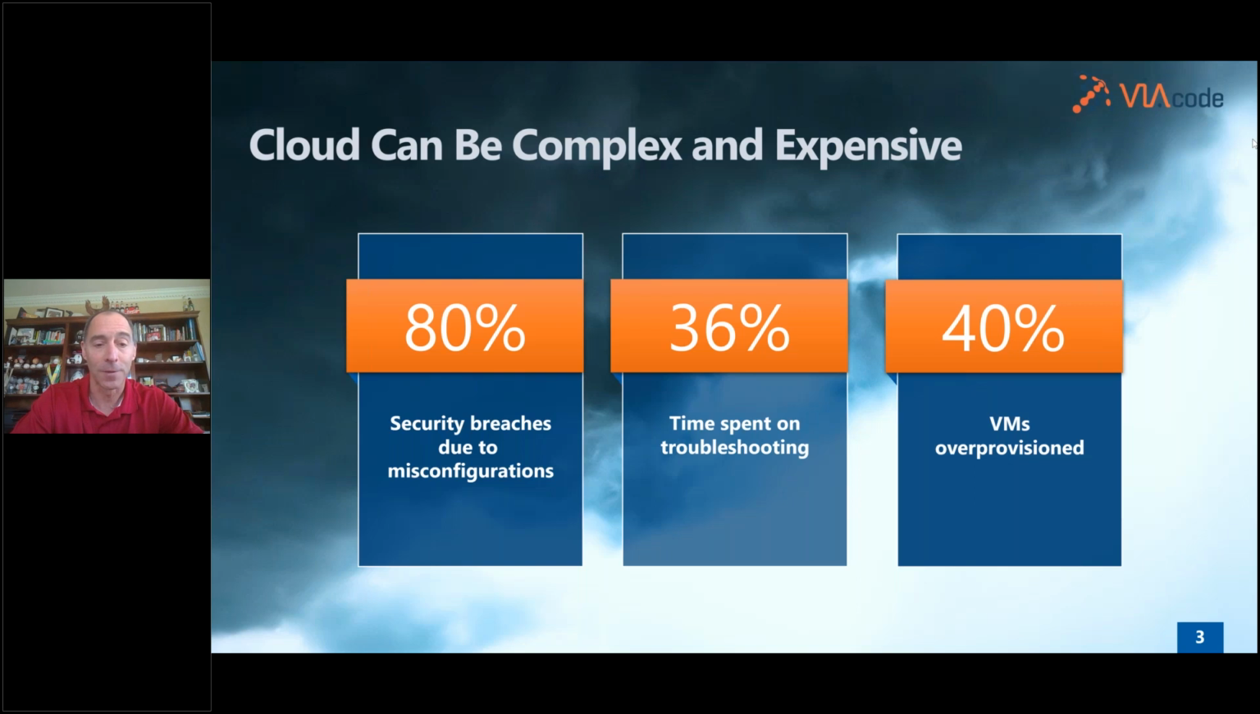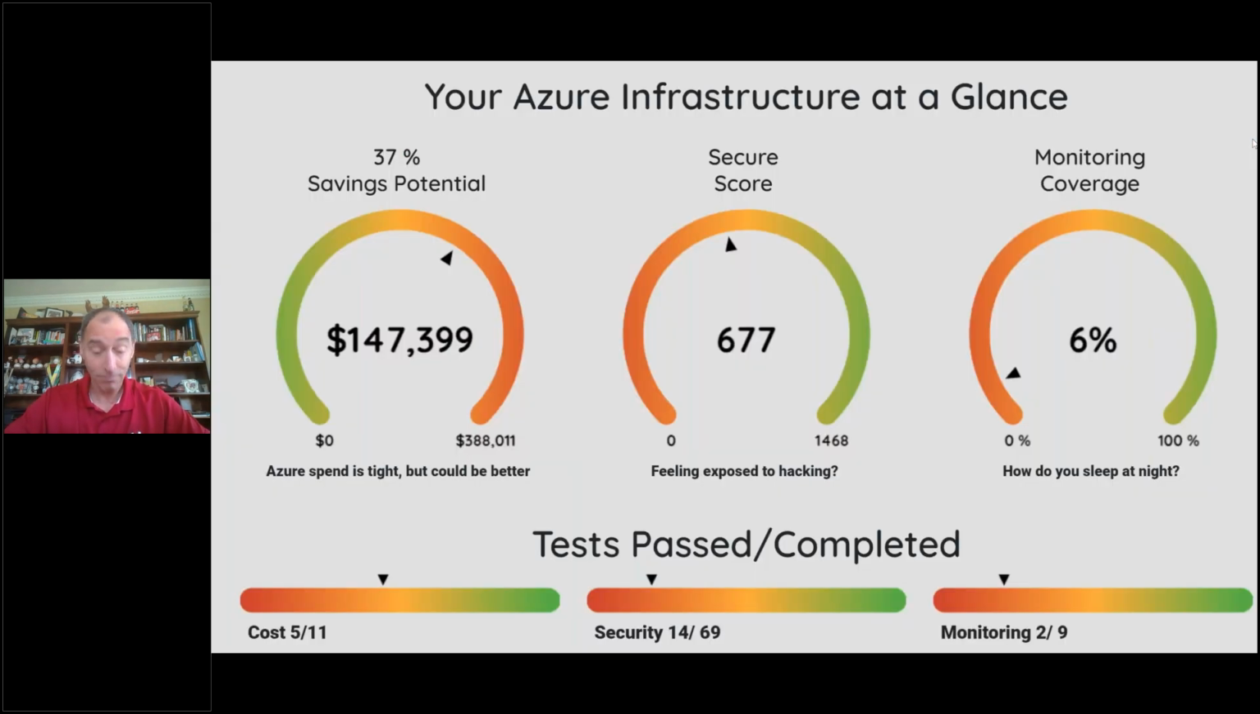And 40% of VMs are over provisioned. And that might explain why when we engage with most of our clients, they're trying to figure out why their Azure spend is running amok. So any of these problems sound familiar? I'm going to assume that you're all nodding your heads.